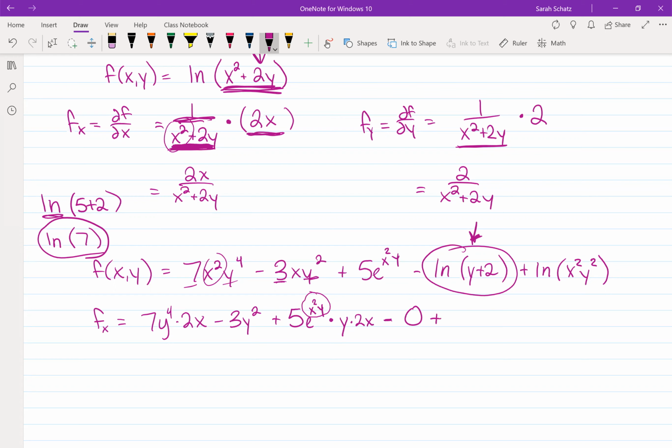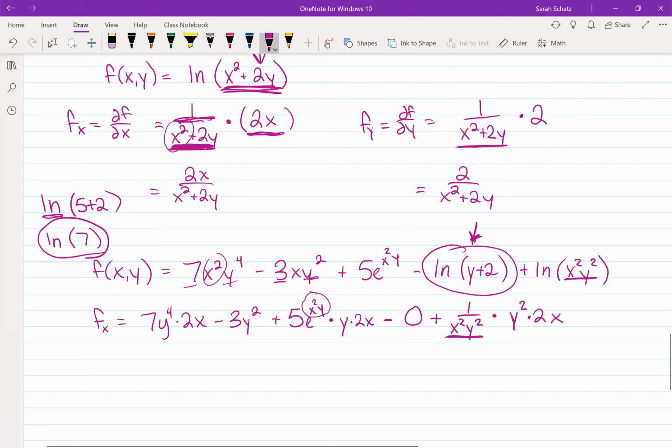Now let's check out this one. This one does have x's in it, so I do the rule of natural logs. You guys, I have natural log x squared y squared. That's going to become 1 over x squared y squared. And then I'm going to multiply with the chain rule, right? So what's the derivative of x squared y squared with respect to x? Well, the y squared is a coefficient, so it comes along, and then I'll have the derivative of x squared, which is the 2x.